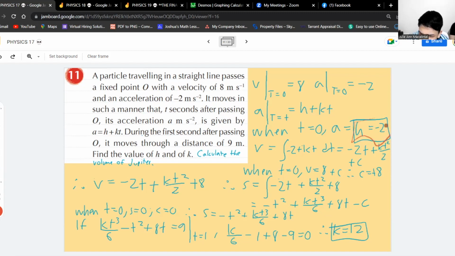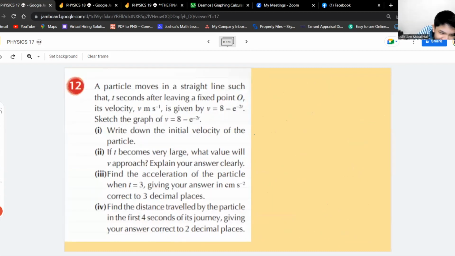Sige. Tingnan ko yung number 11. Number 12 po? So, a particle traveling in a straight line passes a fixed point O with a velocity of 8 meters per second and an acceleration of negative... Sorry, yan ginagawa natin di ba? 11. 12 na. Alam ko na po something was... rather sussy. T equals 0. So, 16, 12.